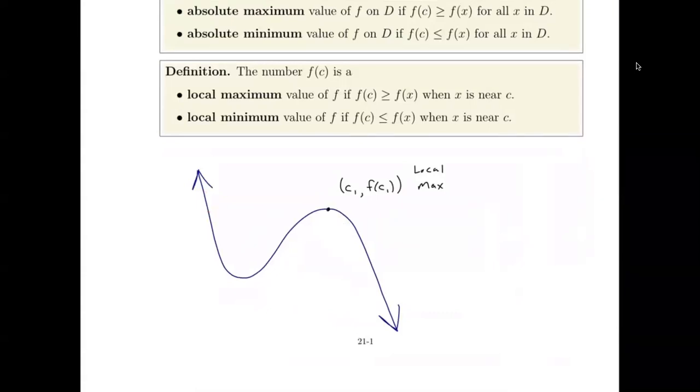Similarly, we have a local minimum over here. We might be interested in local minimums for functions. We'll call this one c2 and f of c2. If we just look nearby, move a little bit left, a little bit right, cut that off right here and here, we realize that this is the lowest point, or the least y value in this little nearby range. It's sort of the king of the valley, I guess, whereas the other one was king of the hill. It's the lowest point.